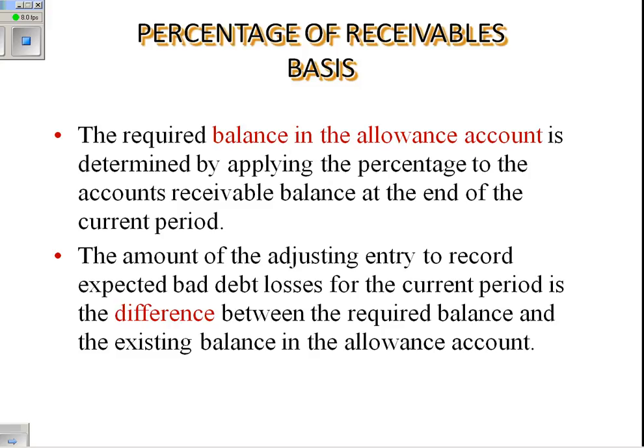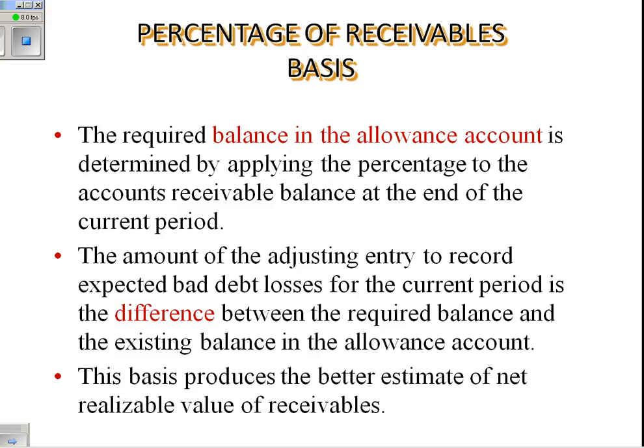This is key. The amount of the adjusting entry to record the expected bad debt losses for the current period is the difference between the required balance and the existing balance in the allowance account. In Unit 1, you had a worksheet where you estimated bad debts, and you had to take into account the amount in the allowance for doubtful accounts when you were doing the adjustment. This basis produces the better estimate of net realizable value of receivables.